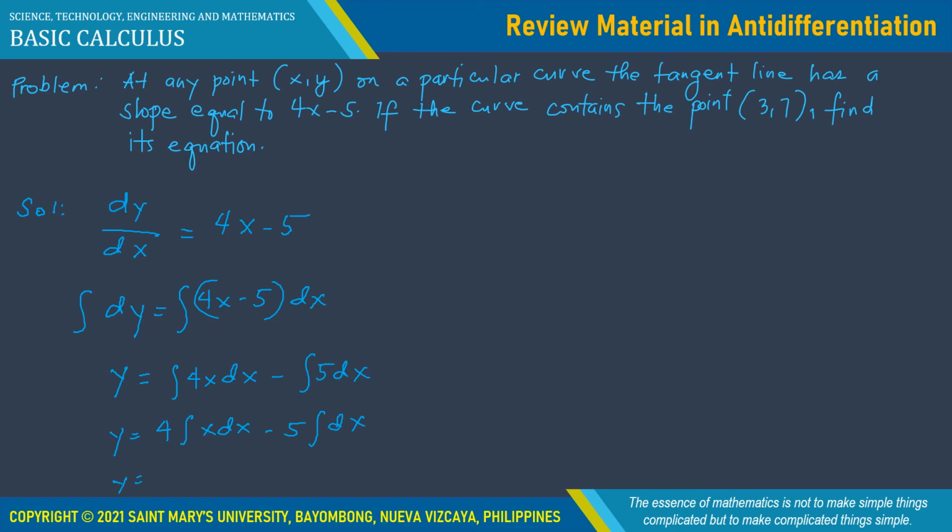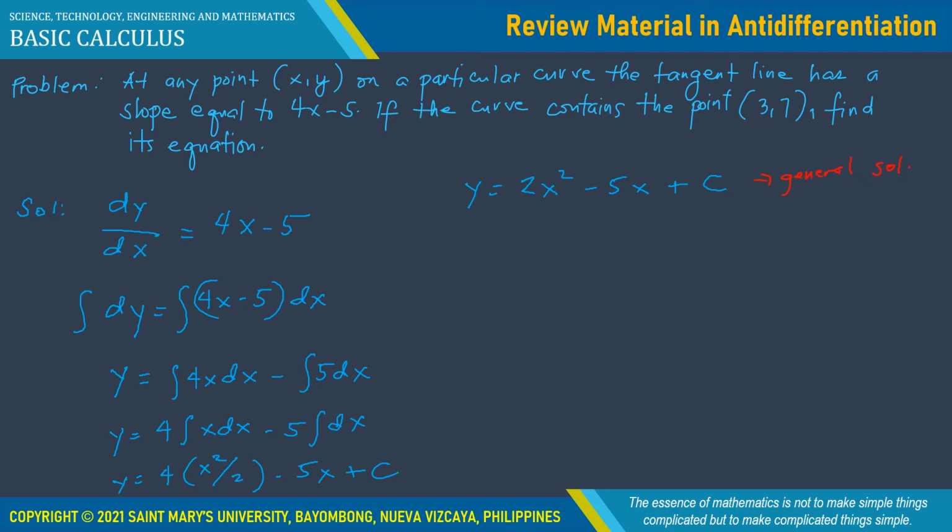Then, it becomes y equals 4 times the integral of x is x squared over 2. Then, minus 5 integral of dx, x. So, plus c. Simplify lang natin. So, we have y equals 4 divided by 2. So, kasi 4x squared divided by 2 yun. So, it becomes 2x squared minus 5x plus c. Okay. So, ito yung ating tinatawag na general solution. But we have to find the particular solution kasi may given na point doon.